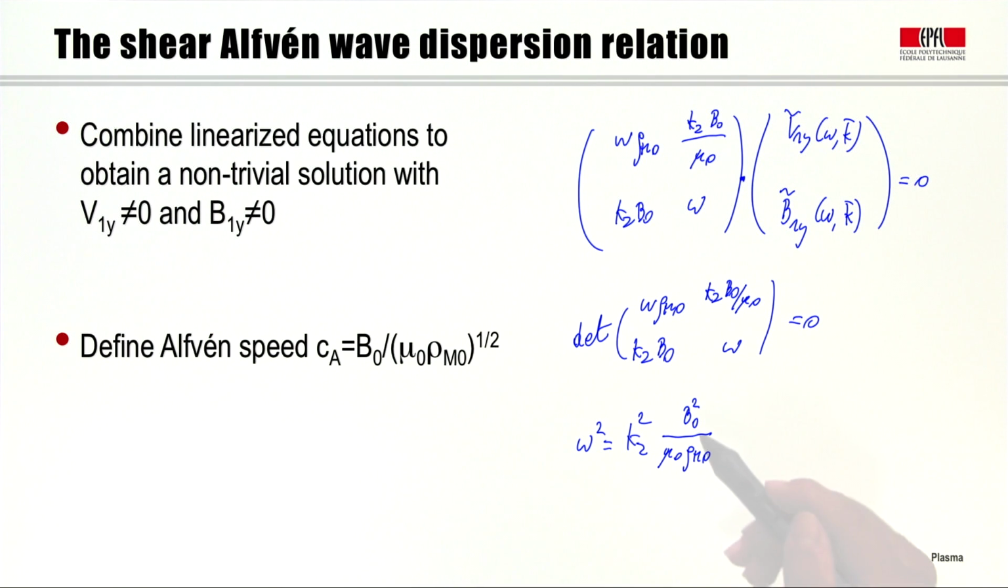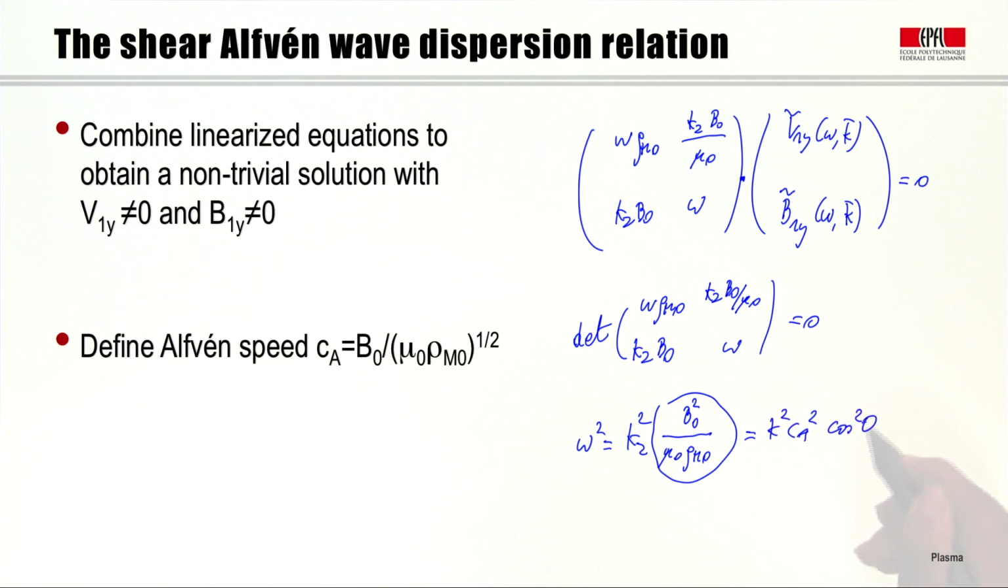In this dispersion relation, there is a very important term, B0 squared divided by mu0 rho m0. This is the square of the Alfvén speed, Ca. We can then cast this dispersion relation in a way that we see the Alfvén speed and the angle between k and the equilibrium magnetic field. This is the final form for the dispersion relation of the shear Alfvén waves: omega squared equals k squared Ca squared cos squared theta.